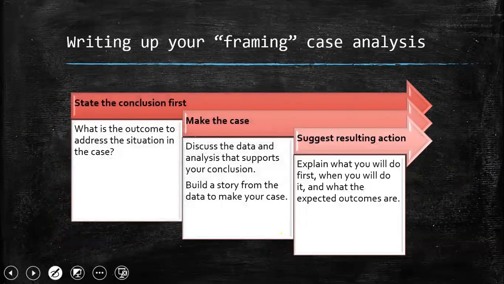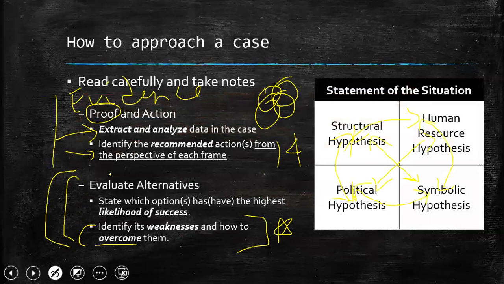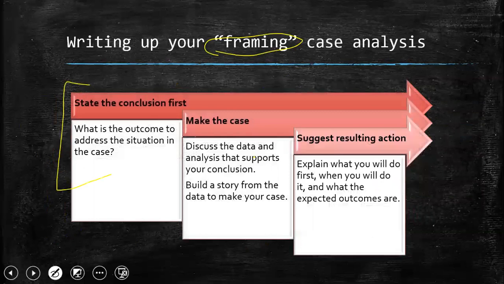There are several assignments in this class where I'm going to ask you to do some writing related to your case analysis. And so I wanted to point out some ways that you could think about writing up your framing case analysis. And I'm using the word framing because we're talking about Bolman and Deal's 4 frames. First thing you want to think of is stating the conclusion first. In other words, what is the outcome to address the situation in the case? What are you recommending? That's what we were talking about on the last one, right? What is the recommended action? So start with the end. Start with what you recommend happen.